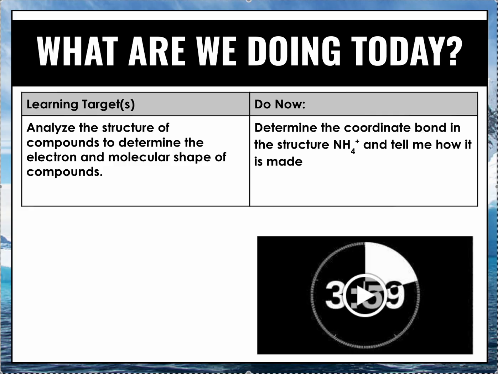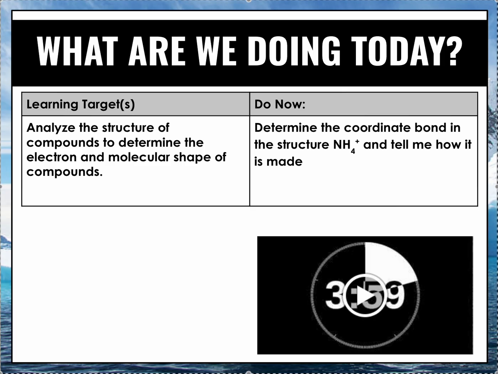For your do now, what I would like you to do in your notebooks is determine the coordinate bond and the structure that happens in the ammonium ion, and then tell me how it's made. So make sure that you're not just doing the shape of it and making one singular diagram for it. At least make two or three to show how the one hydrogen is bonded theoretically to form the ammonium ion.